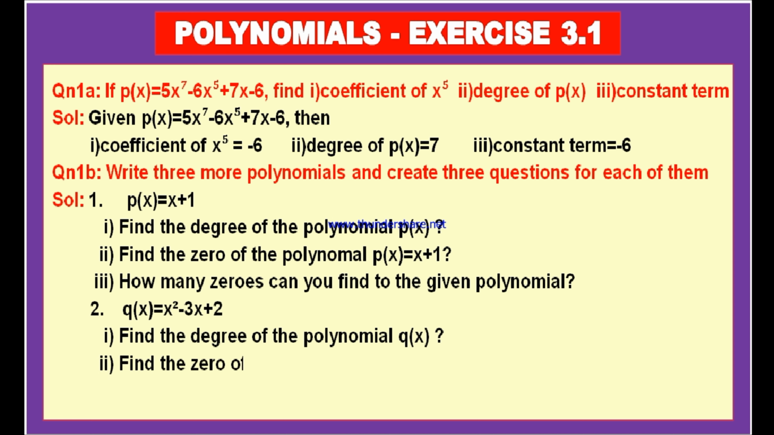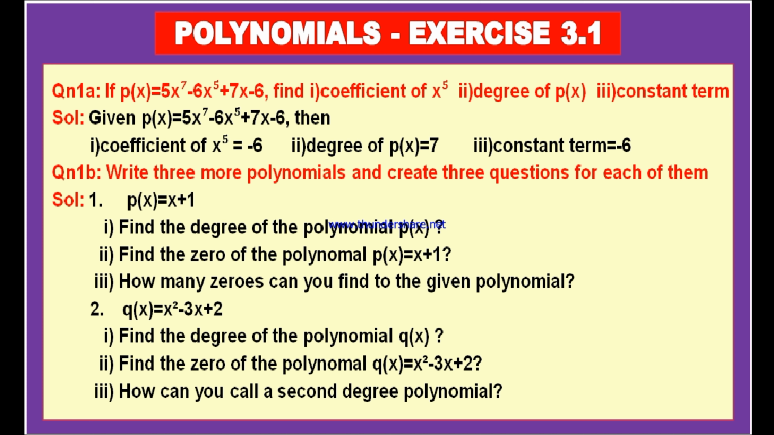And the second question, find the 0 of the polynomial q of x is equal to x square minus 3x plus 2. Here there may be 2 zeros since it is a quadratic polynomial. Either you may ask to find both the zeros or you may ask to find at least any one of the zeros. And third question, how can you call a second degree polynomial? You can call this a quadratic polynomial. Good.